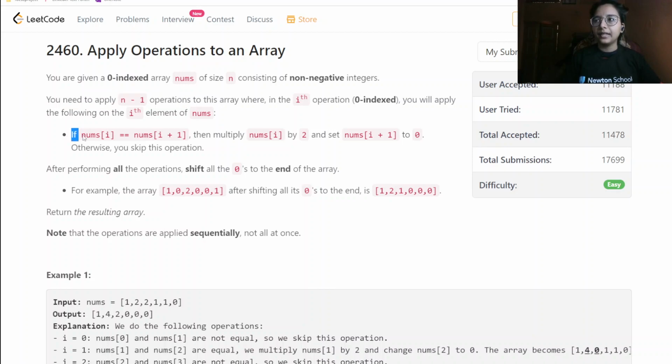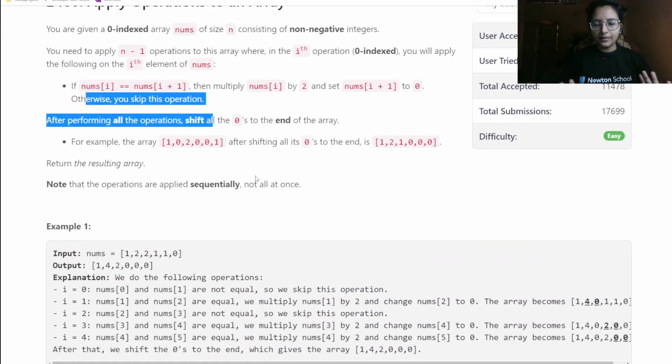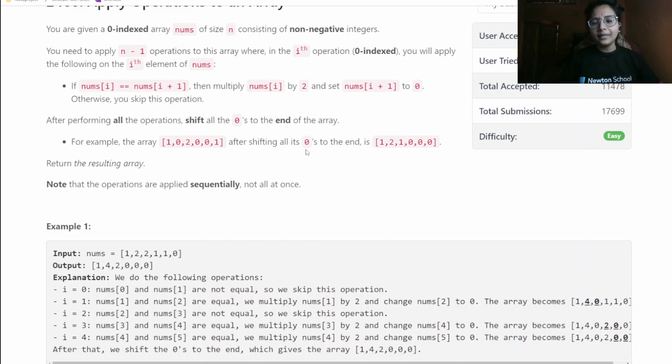The operation would be: if nums of i equals nums of i plus 1, then multiply nums of i by 2 and set nums of i plus 1 equal to 0. Otherwise, you skip this operation. So basically, when the present and the next element are both equal, you are required to multiply the present by 2 and set the next number to 0. So this is the thing.